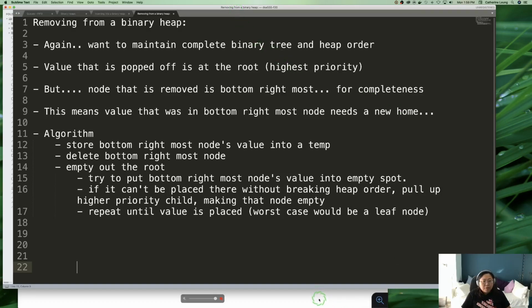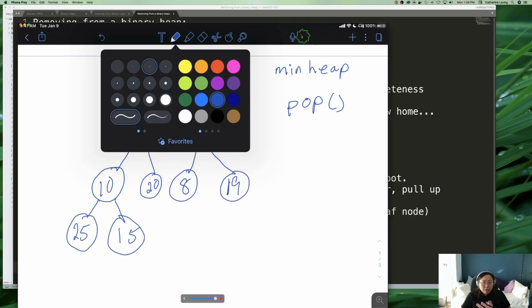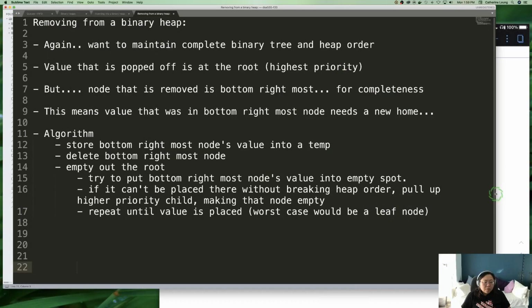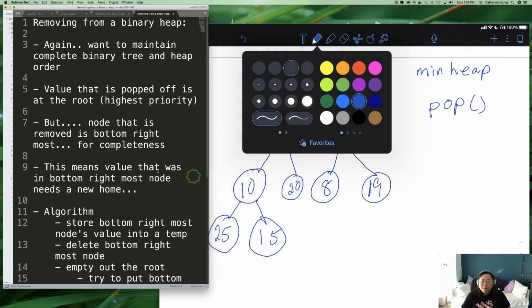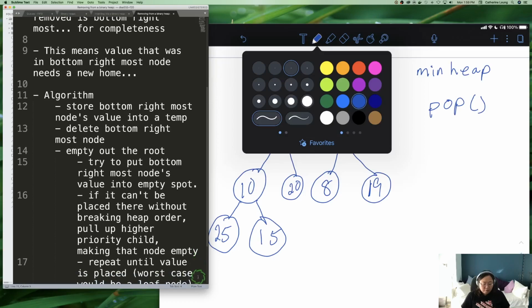So let's do an example. So here is our heap, and our heap right now looks like this. So if we follow the algorithm, okay, so let me just adjust this just a touch. So I'm going to put the algorithm here so that's easy for us to see. Here's the algorithm, okay? Here's the step by step.